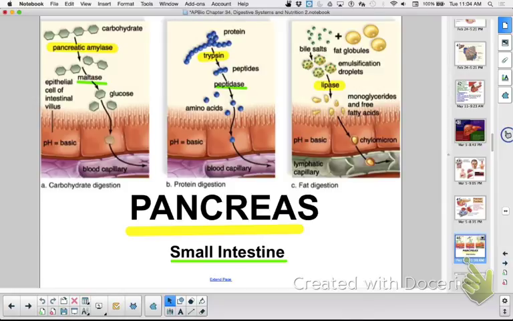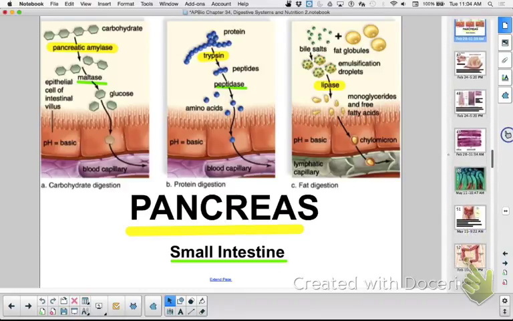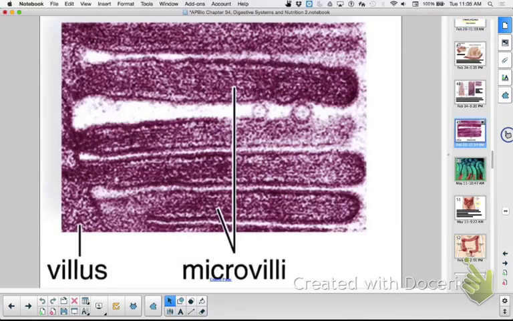Here, notice there's a difference. Blood capillary, and then what does it say? Lymphatic capillary. These are the lacteals in your villi of your intestines. And here you can see bile salts and then lipase from the pancreas. And you don't have to digest it all the way down, and you can absorb it. But it's much easier to absorb the fats because fats will dissolve into fats. Okay, and here are some microvilli.